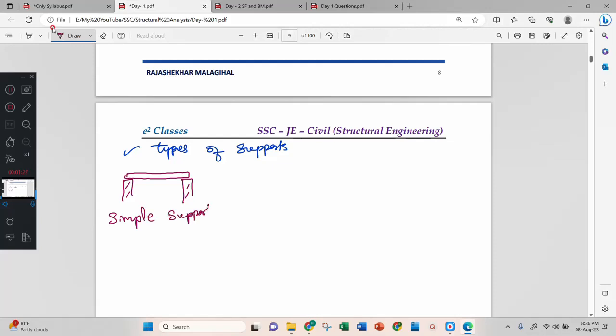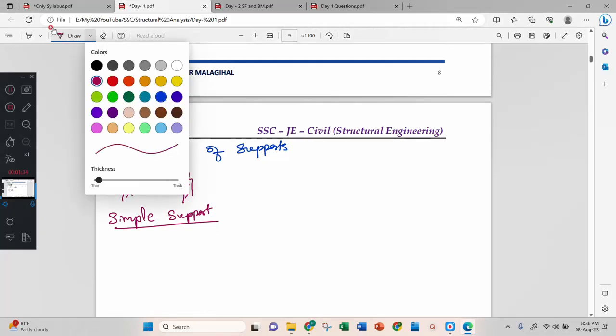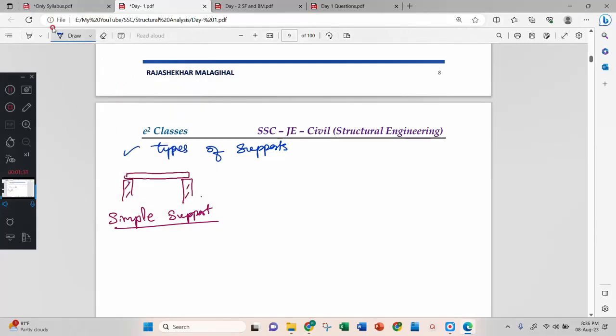For your information, you should know what a simple support is. If this is a simple support, then we will be having reactions. How many reactions? Just vertical reactions. This is one vertical reaction, and this is another vertical reaction. We will be having two reactions, which you can call RA and RB. Only two. Then after that we have another support, called a roller support.